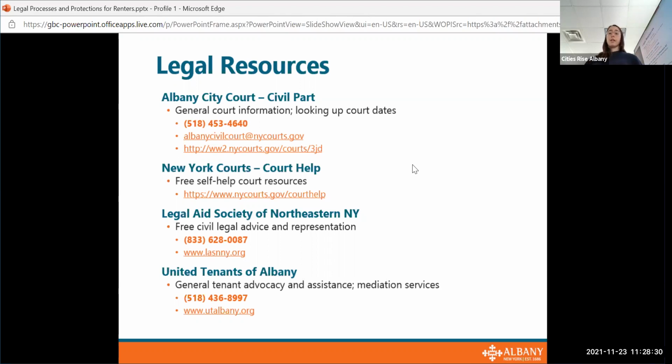If maybe you're having an issue that you don't think is necessarily going to be a court matter, I would also recommend reaching out to United Tenants of Albany. They do have a legal helpline, which is a housing hotline, 518-436-8997. And UTA generally can provide you with general advocacy and tenant assistance. They do provide rental assistance, and they also do landlord-tenant mediation services.